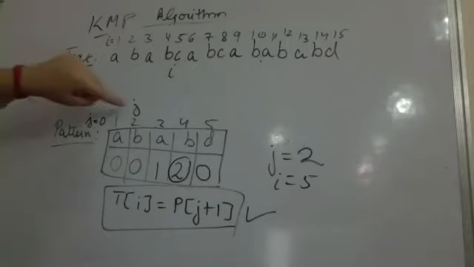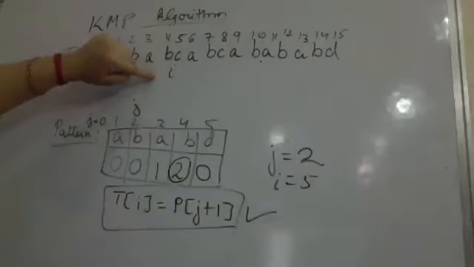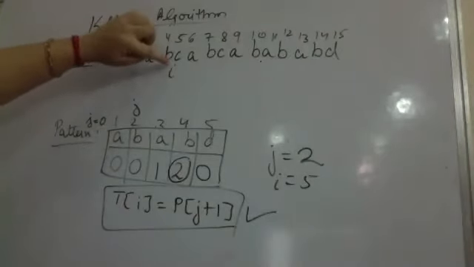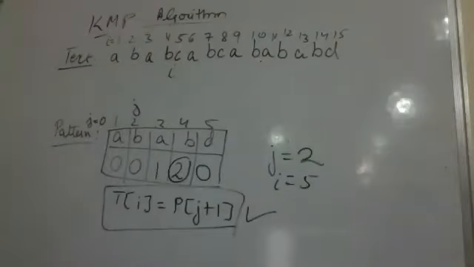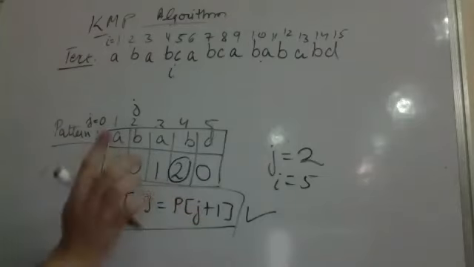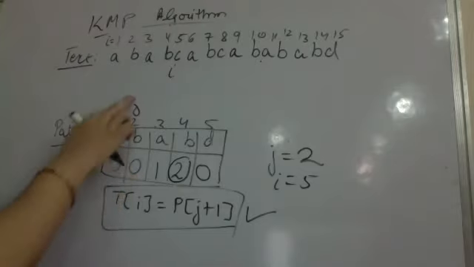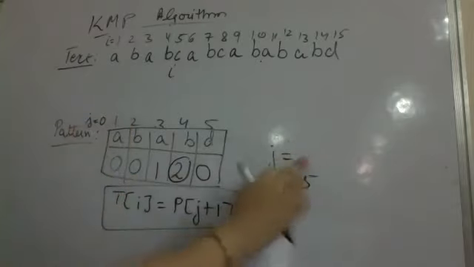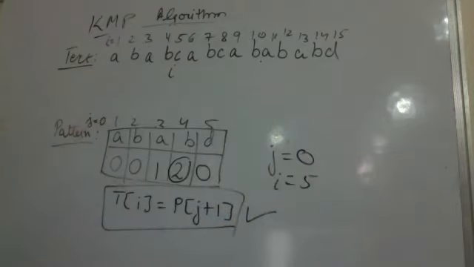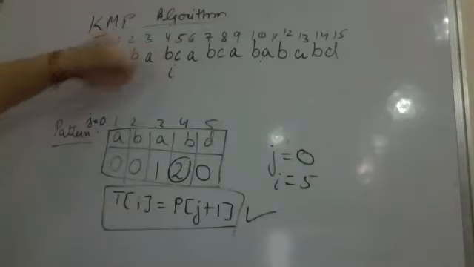Now I again check for the same value of I whether text of I is equal to this value. I'm again checking it with j plus 1 only, with the same value. It is not equal. Since it is not equal, I again reduce the value of j to the next value, which becomes 0. So j now becomes 0. I still remains 5. Again I check, is text of I equal to pattern of j plus 1? C is equal to A? No, this is again false.